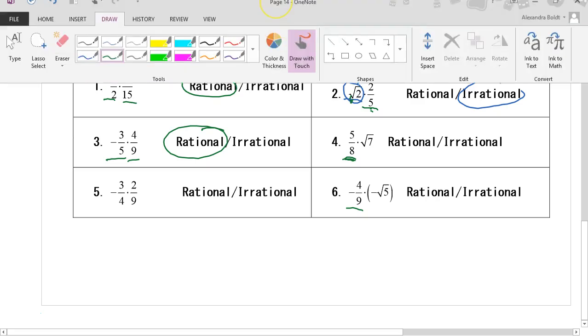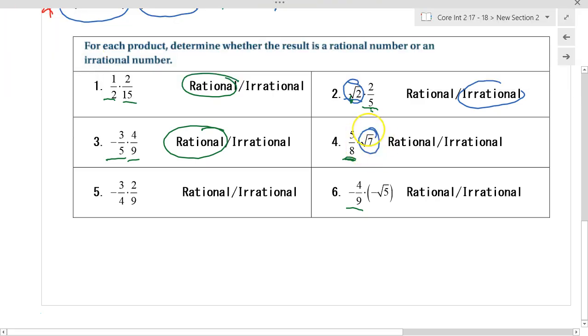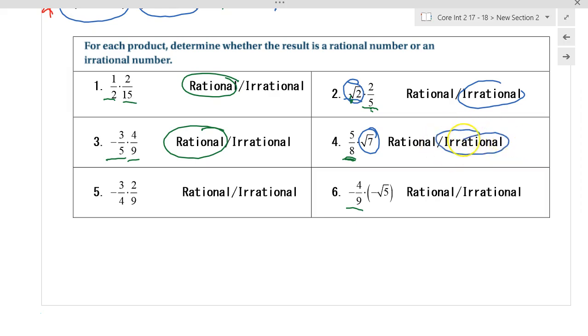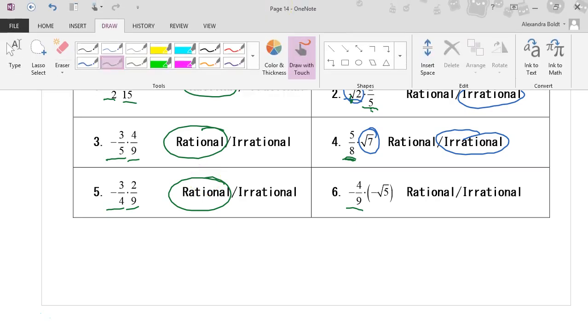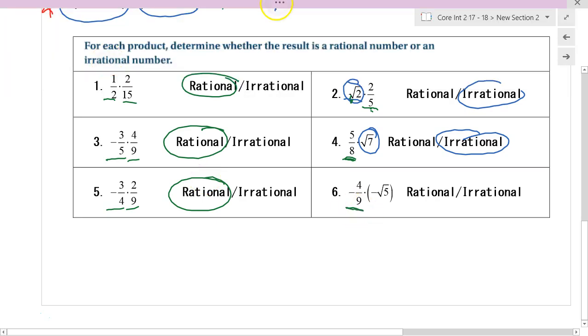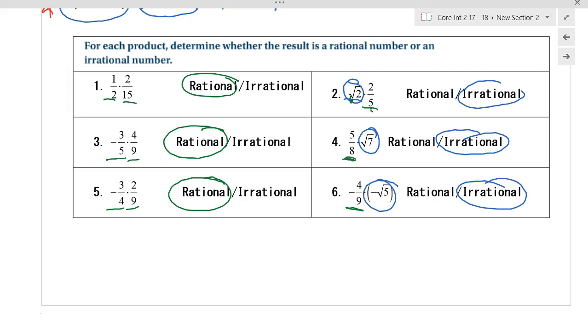Rational, fraction, rational, fraction. It's going to give us a rational number. Irrational, because it's a root, that's going to give us an irrational. Rational is a fraction. Rational is a fraction. That's going to give us rational. Rational because it's a fraction. Irrational because it's a root. That's going to give us irrational. Okay, so I don't even have to solve it to know what it's going to give us. We can make those decisions right away.